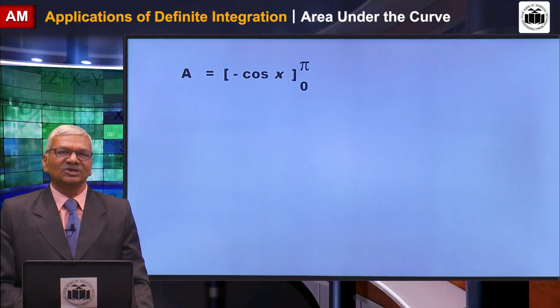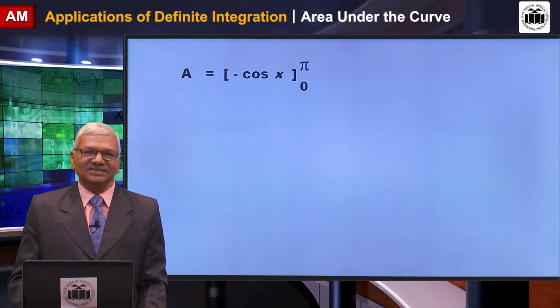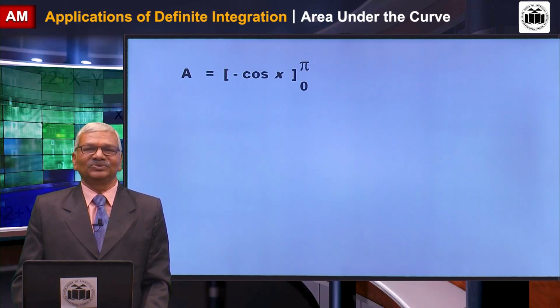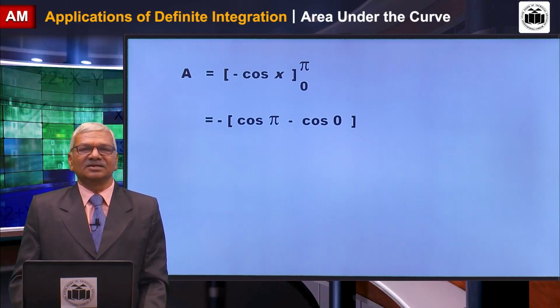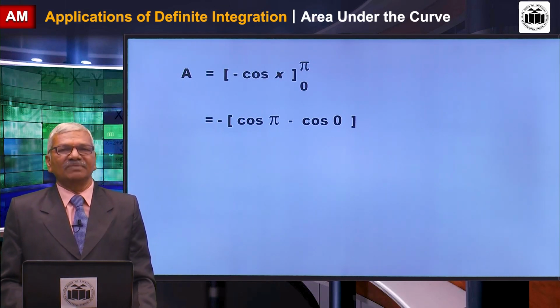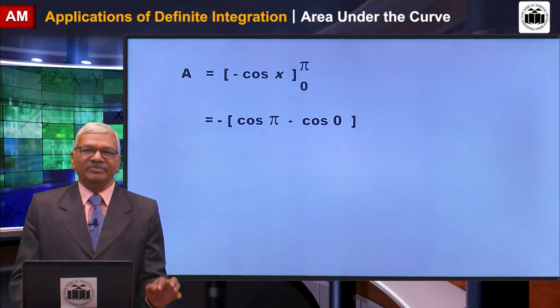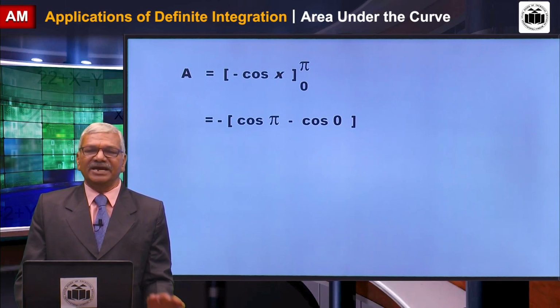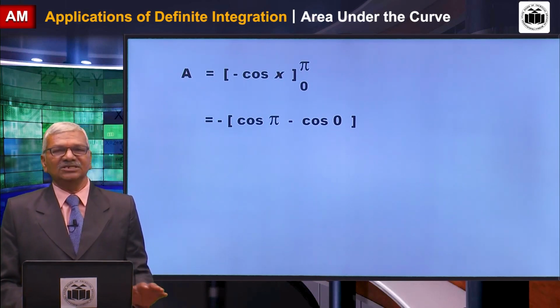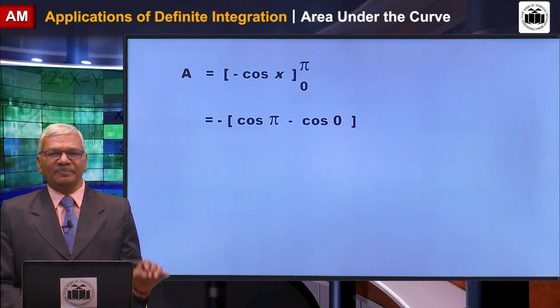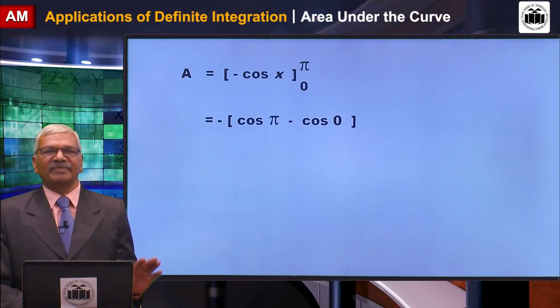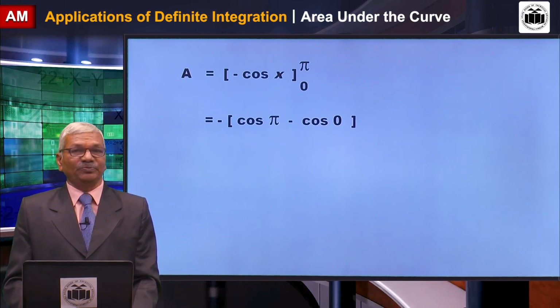What to do now? Putting the limits. Yes, which limit to put first? Right, x equals pi. And then, very good, x equals 0. So we get the step minus, into bracket, cos of pi minus cos of 0. Remember, you students always commit the mistake when there is a minus sign outside the bracket. This is our experience when we assess the papers in examination. You always forget the minus sign which is outside the bracket. So be careful when there is a minus sign outside the bracket.